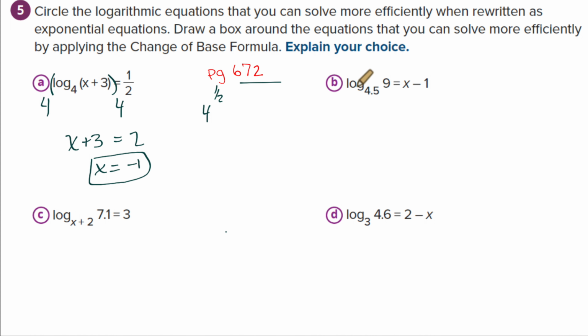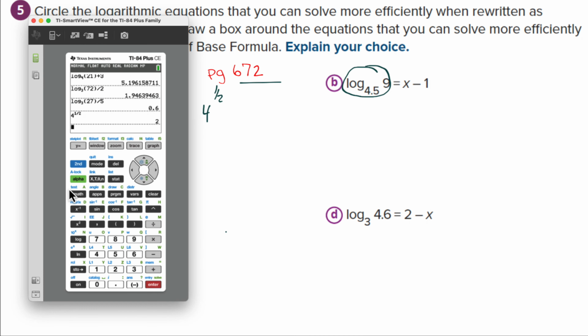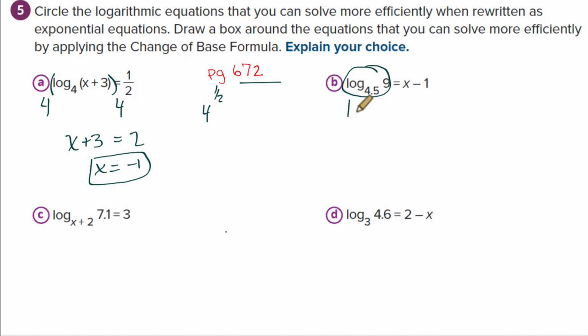Let's go to B. We have log base 4.5 of 9 equals x minus 1. You know what I would do with this one? Because these are all numbers, there are no variables, I can just pull up the calculator and figure that out. I hit math, go up to log base, and calculate the log base 4.5 of 9. It's going to be a little bit ugly: it's 1.461, we'll say. So 1.461 equals x minus 1.